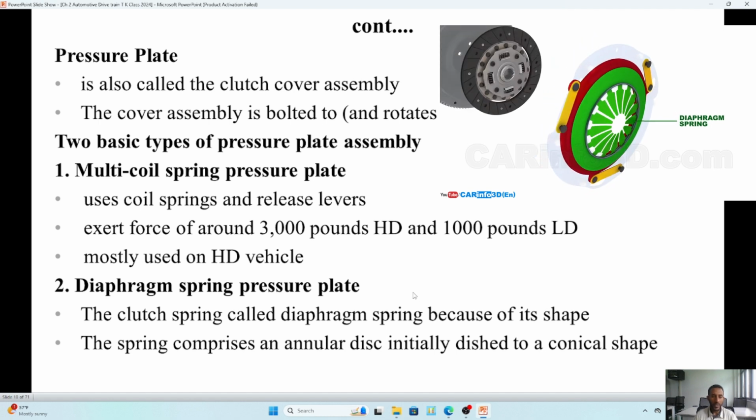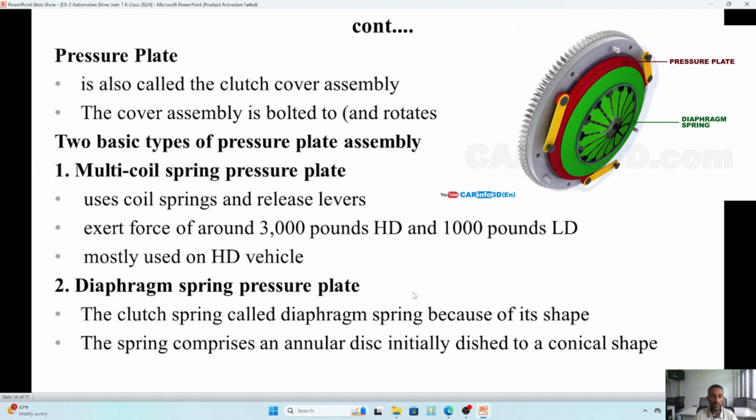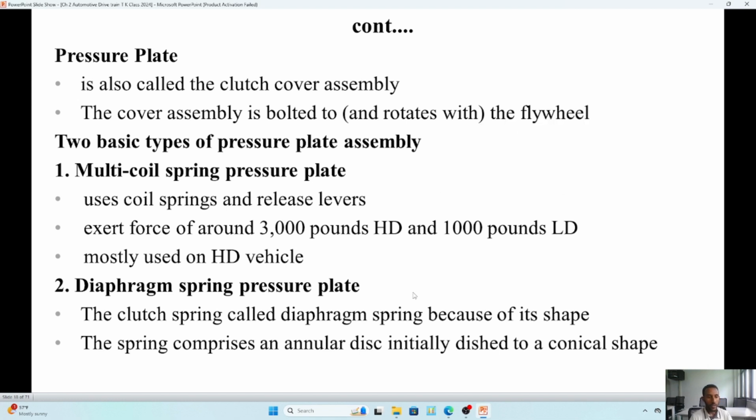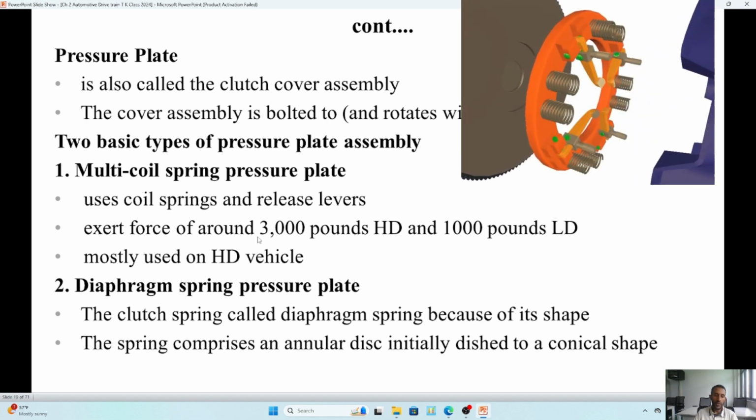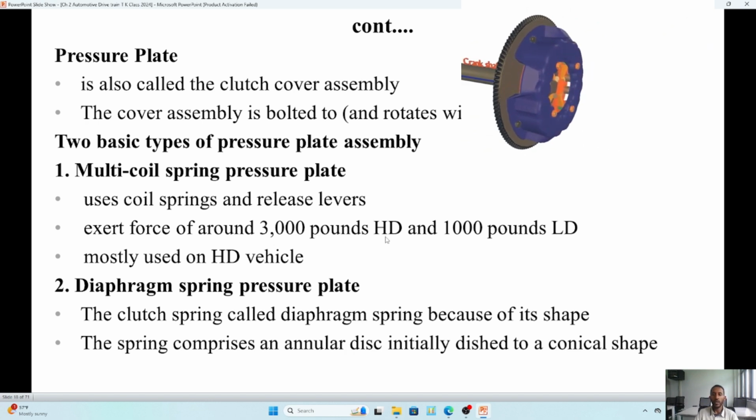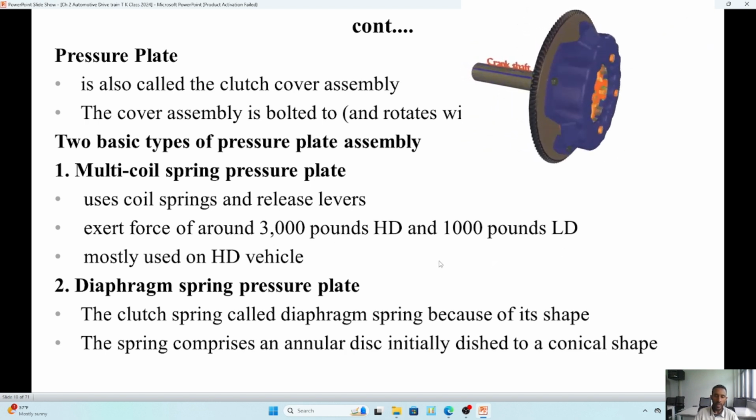We have two basic types of pressure plate assembly. This type comes from the force that is exerted to create the clamping force. That means the clamping force comes from the pressure plate assembly because the flywheel doesn't move back and forth. Only the pressure plate frictional surface will go back and forth to create clamping force, and that clamping force in this case will come from the multi-coil spring, and in the diaphragm type it will have a diaphragm spring. In most cases this multiple coil spring type uses coil spring release levers, and it exerts force around 3000 to 1000 for light duty and heavy duty vehicles.